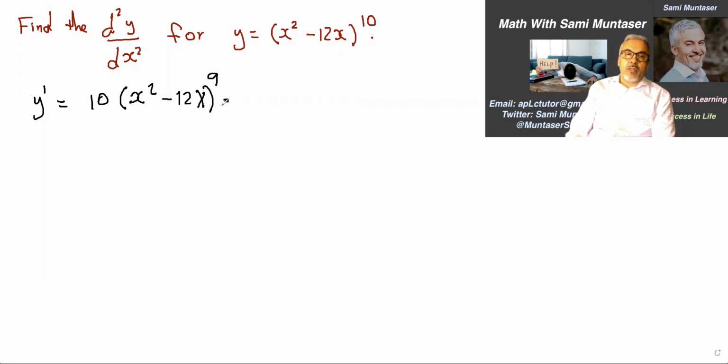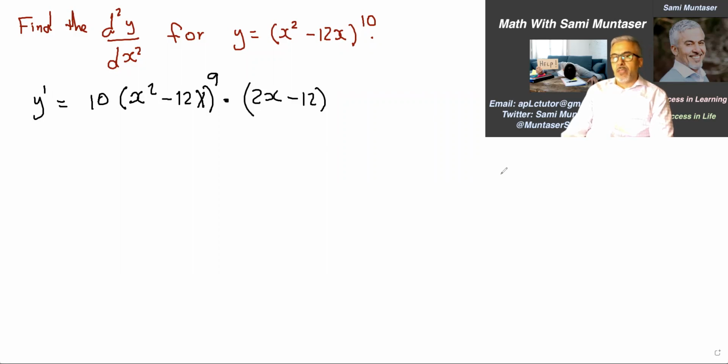Now, the chain rule tells you after you do that, you go inside the brackets right here and take the derivative of that as well. So you have 2x minus 12. And that's what's inside the bracket. So that's the chain rule. Now, the second derivative is going to be product rule.